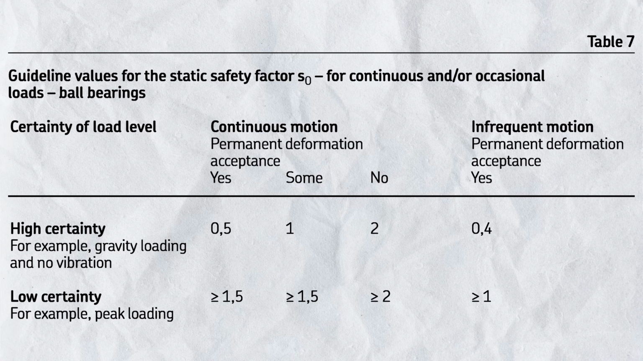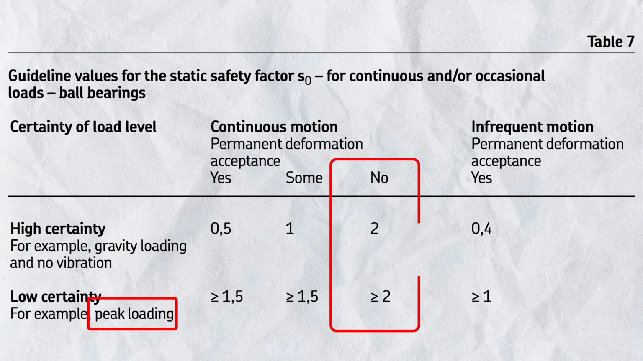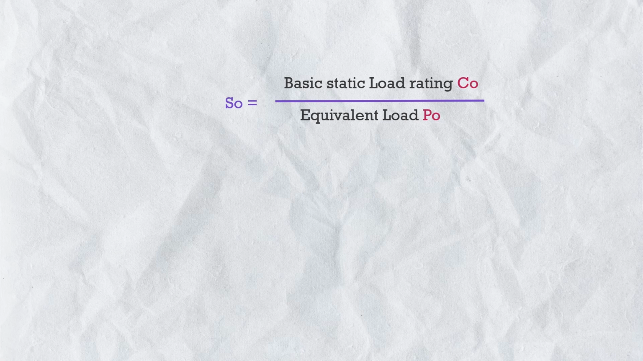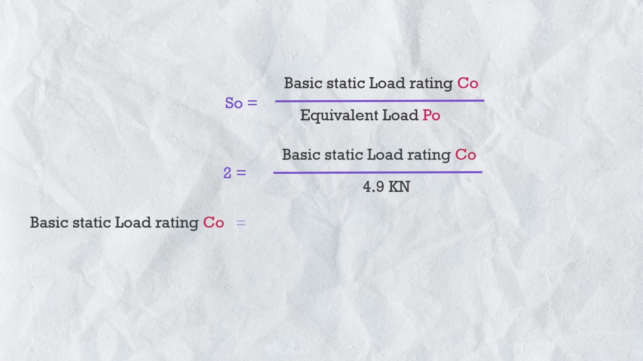So we have to make sure of the static safety factor of the bearing as per the uncertainty level of the loading. So in this table, for shock loading, and if we don't want any permanent deformation, then our safety factor S0 should be more than 2. So in this equation, we have S0 2. We have applied load 500 kg, 4.9 kilonewton, means the required basic static load rating C0 of the bearing is equal to S0 into P0, 9.8 kilonewton. Means our selected bearing basic static load rating C0 should be at least 9.8 kilonewton.